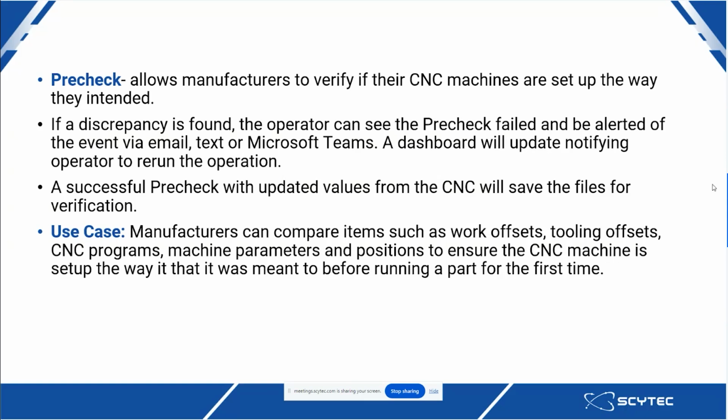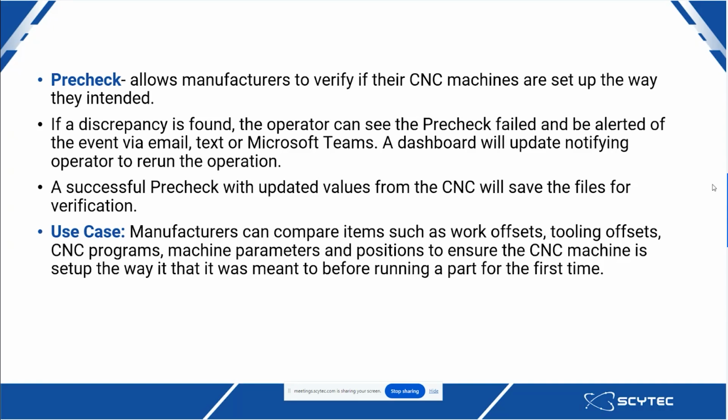If a discrepancy is found, the operator can see the Precheck failed and be alerted of the event via email, text, or Microsoft Teams. A dashboard will update notifying the operator to rerun the operation. And after a successful Precheck with the updated values from the CNC, it will then save the files for later verification.